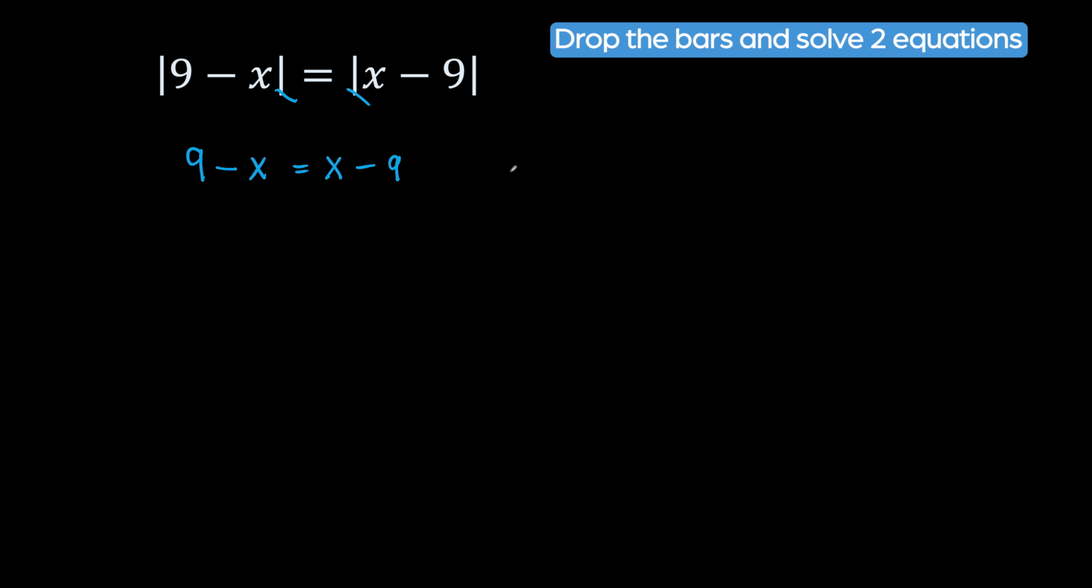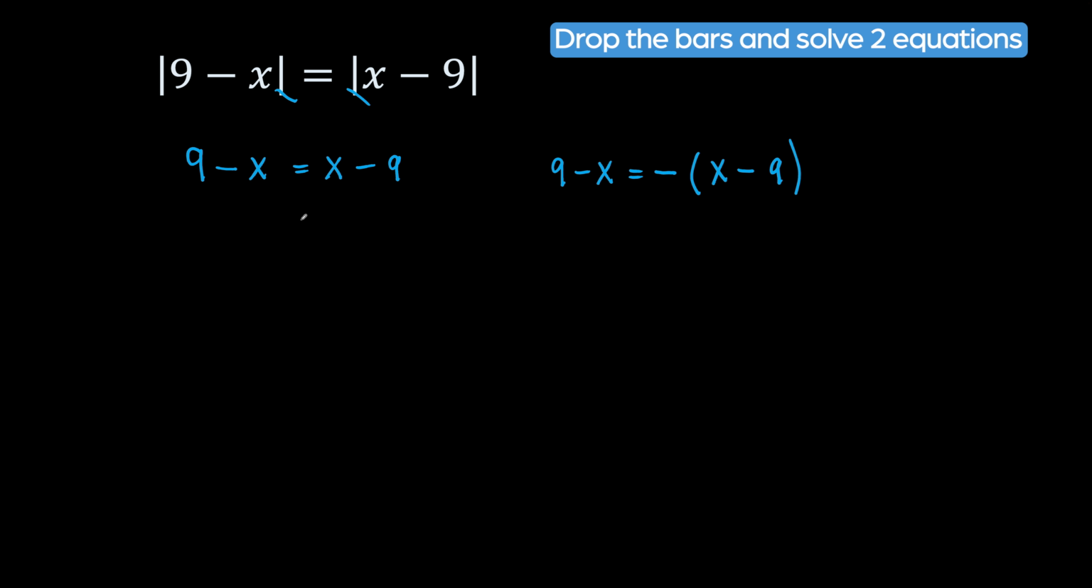And in the second equation, put a negative on one of the sides. I will put a negative on the right side. So 9 minus x is equal to, put a negative and use the parenthesis. So the negative is applied to the entire right side, not just x. Very good. Now let's solve these two equations. You can solve it however you're comfortable with.